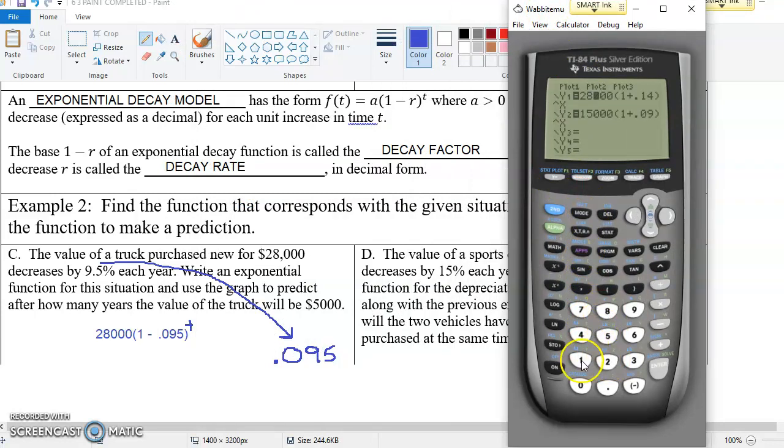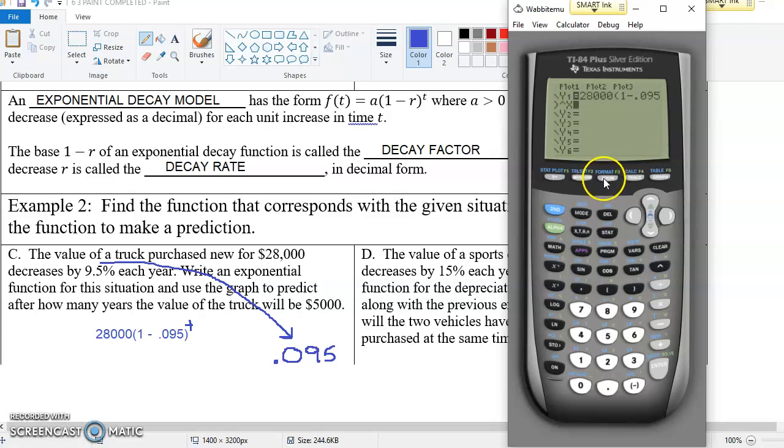We're going to do 28,000. Hang on, let me get rid of the initial. There you go. All right, so 28,000. But now the biggest key is, since it's exponential decay, you're going to want to do a minus instead of a plus. So 1 minus 0.095. And then we go to the x power.